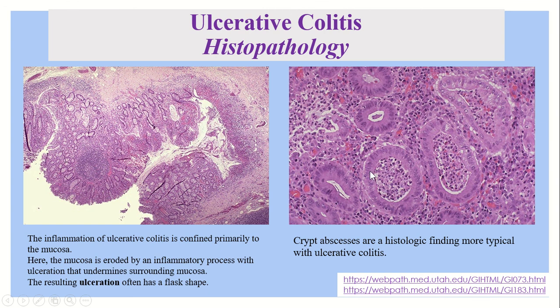And under high power, we see the crypt abscesses. This is the histological finding more typical of ulcerative colitis. Abscesses we call the accumulation of neutrophils inside the lumen of the crypts. You see here.